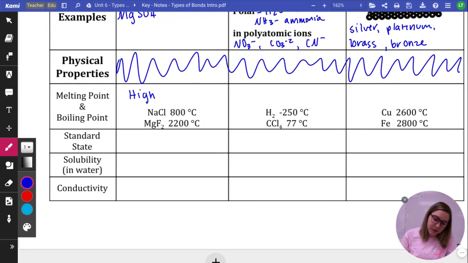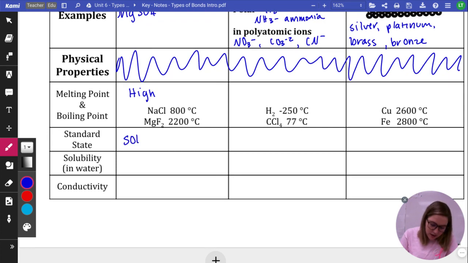Typically, ionic compounds are going to be solids. There's a few ionic compounds that are liquids, but for the most part, ionic compounds are only going to be solids. Ionic compounds are soluble in water. Not all of them are. There are some exceptions and times when ionic compounds are not soluble in water, but for the most part, ionic compounds are soluble in water.